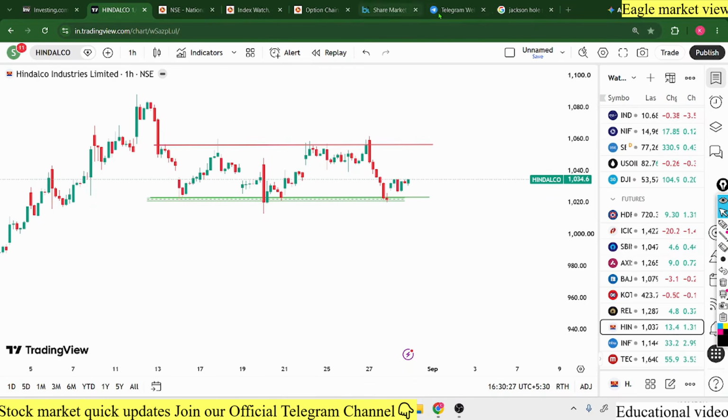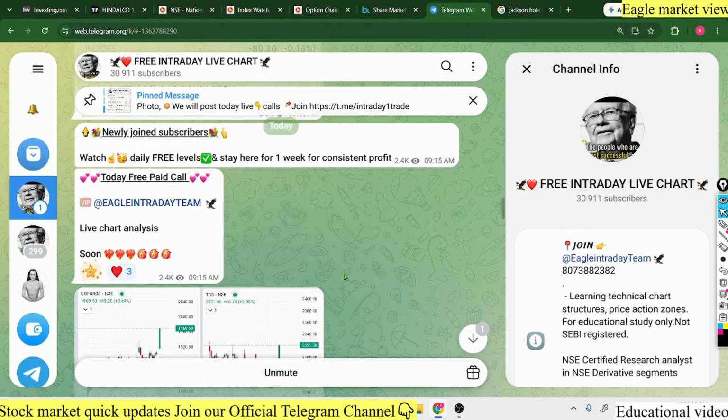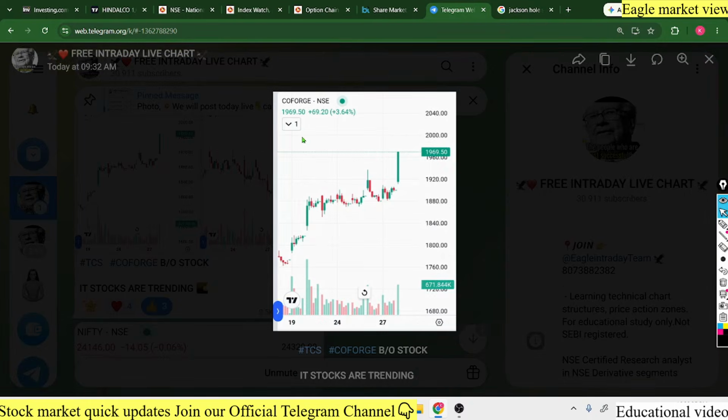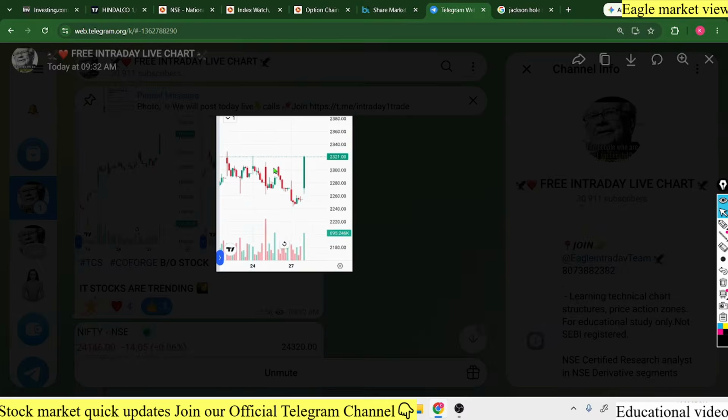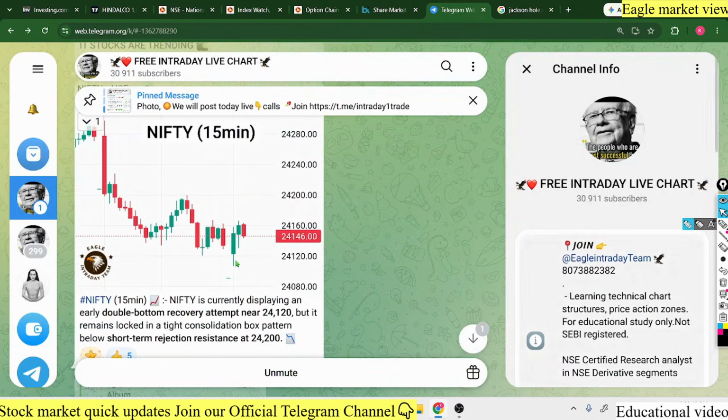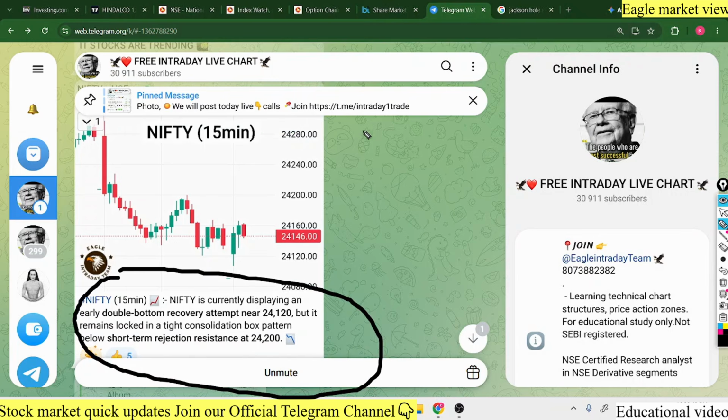Along with that, from this morning we also mentioned the TCS and Coforge breakout stocks. IT stocks are trending, and we mentioned Coforge along with the TCS stock also. The volume is also very strong, and because every day there is chart explanation, there is a lot of educational content. So those who have newly joined our Telegram channel, kindly watch.